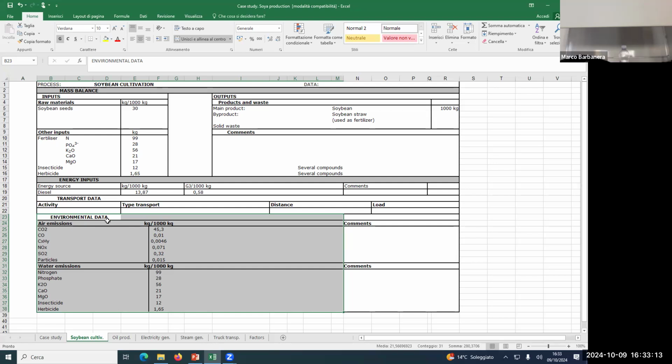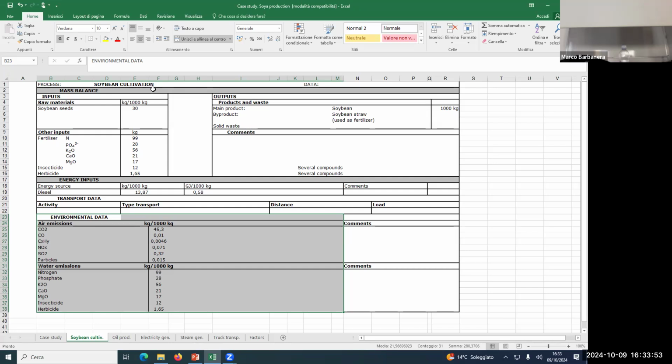in this case, this data could be primary data if you have the possibility to measure these, for example, consumption of fertilizers, this amount of emissions into air or into water. On the other hand, in an LCIA study you have the possibility to obtain input and output data for soybean cultivation by choosing this process from the database.